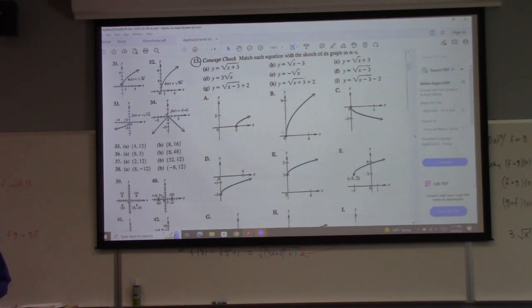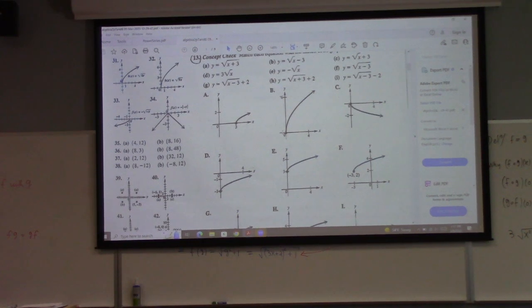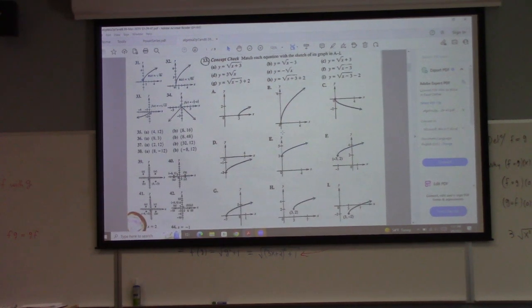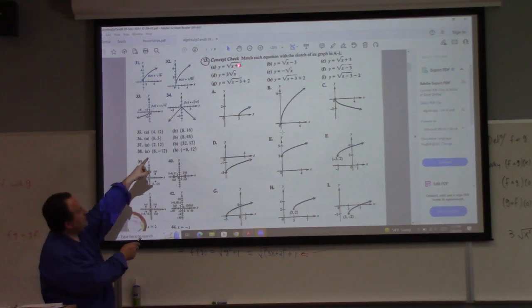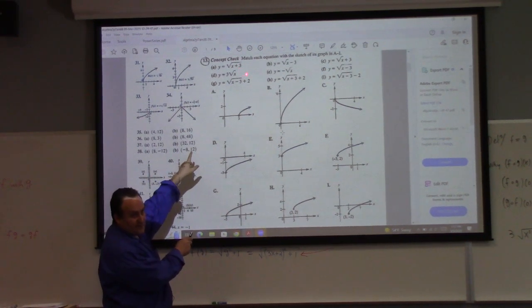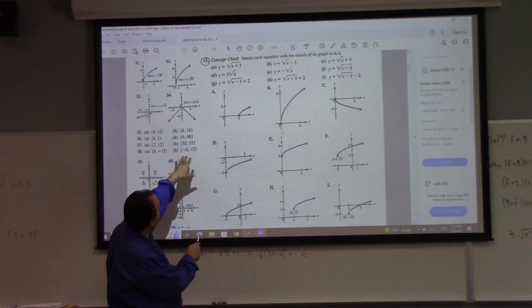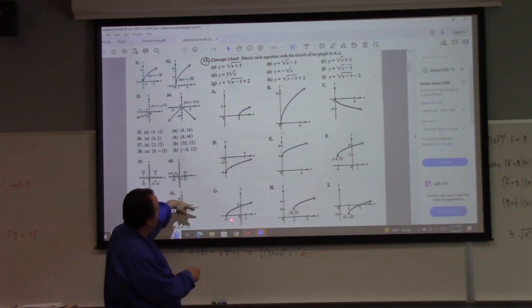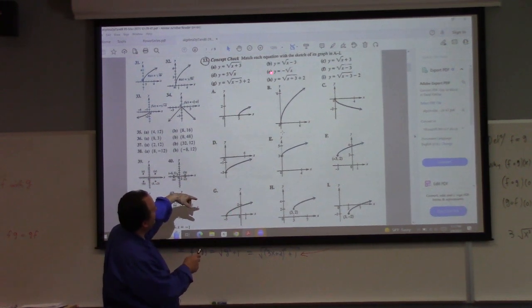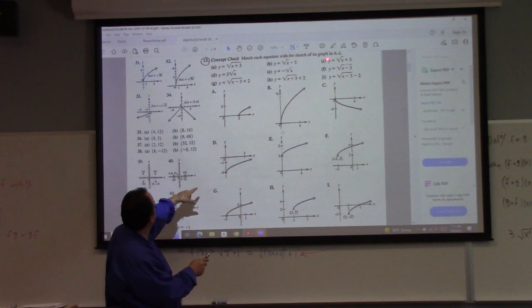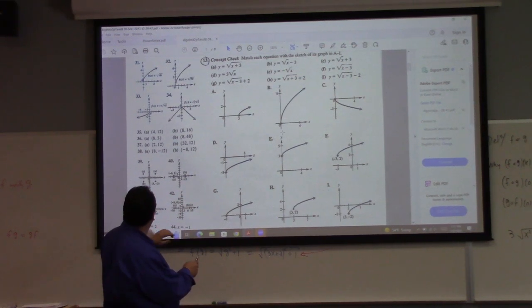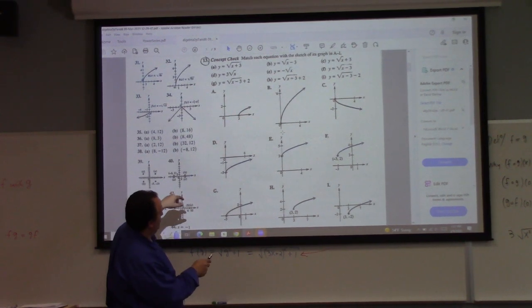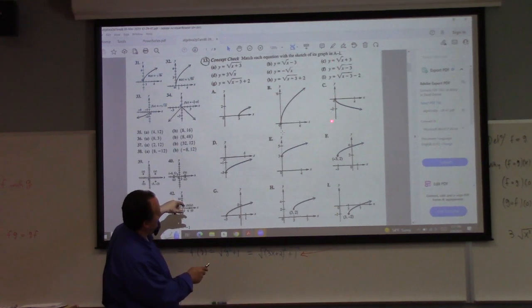So, fine. Let me try to zoom out a bit so you can see everything. So this is the square root shifted what? 3 units to the left. So you guys told me it was what? G? Where's G? Yeah, okay. A is G. B is what? A is D, yep, okay. C? C is E, yeah.